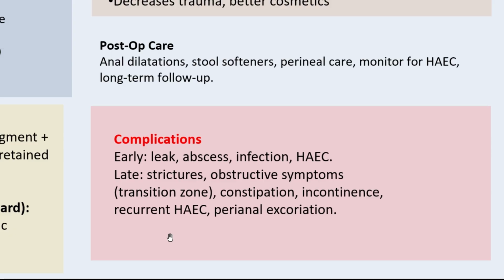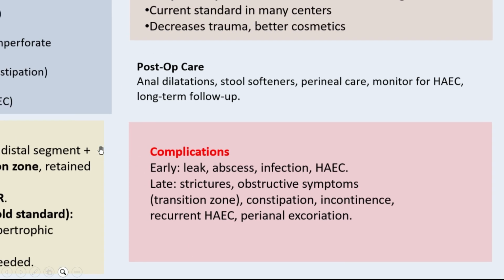So some of the complications we have early, whereby you can have a leaking or open anastomosis, we can have abscess formation, you can have infection, and you can have enterocolitis. Then late, we may have strictures developing, and this can cause obstructive symptoms. We can have constipation, incontinence, recurrent enterocolitis, as well as perianal excoriation.